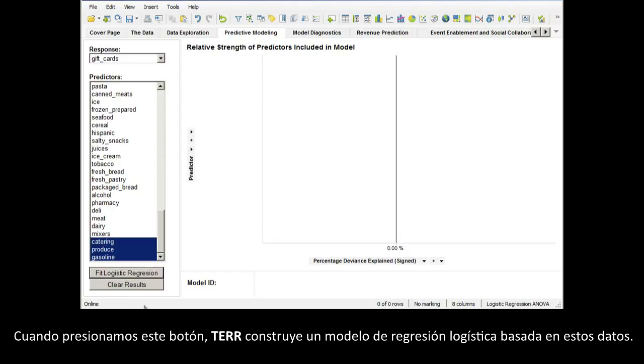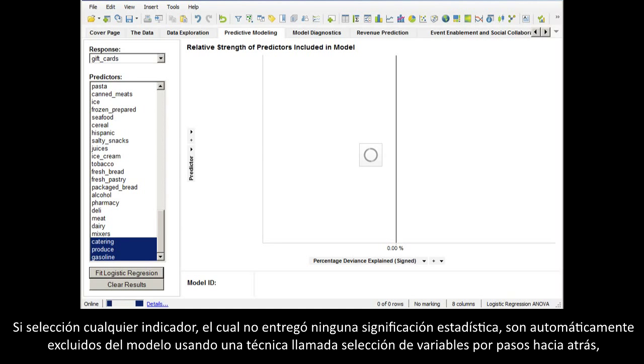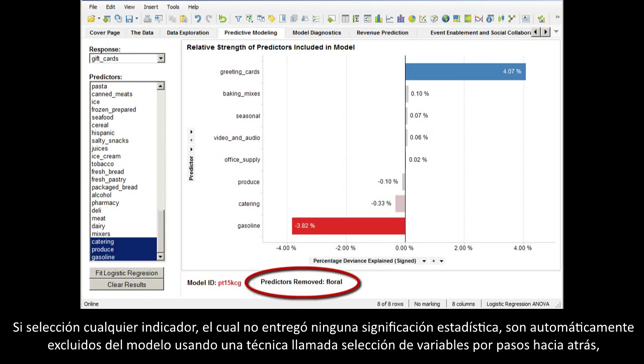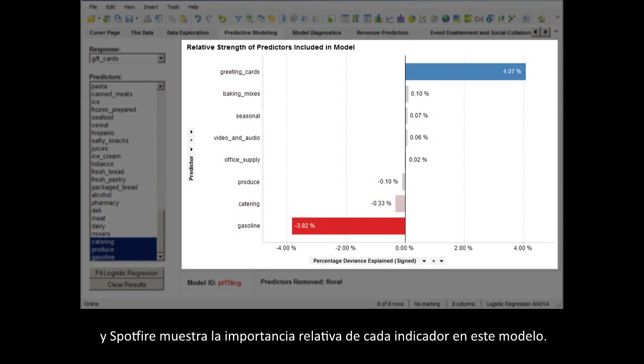When we press this button, TERR builds a logistic regression model based on this data. If you have selected any predictors which do not turn out to have any statistical significance, they are automatically excluded from the model using a technique called backwards stepwise variable selection. So here, Spotfire visualizes the relative importance of each of the predictors in the model.